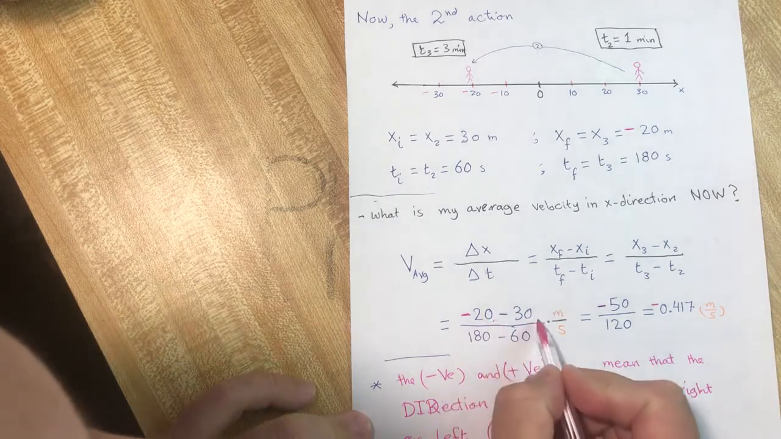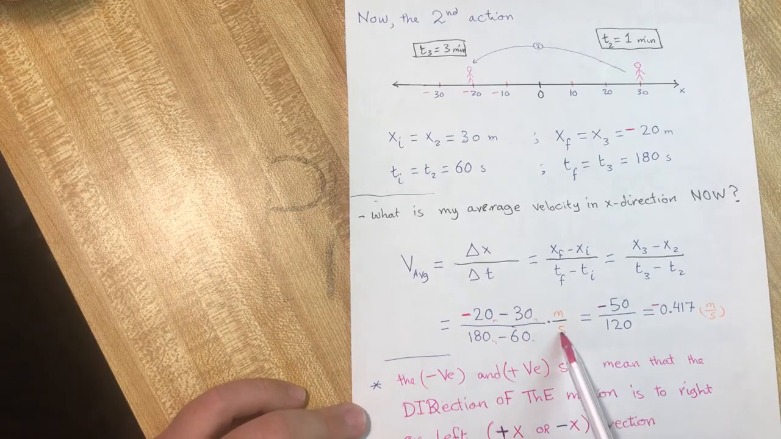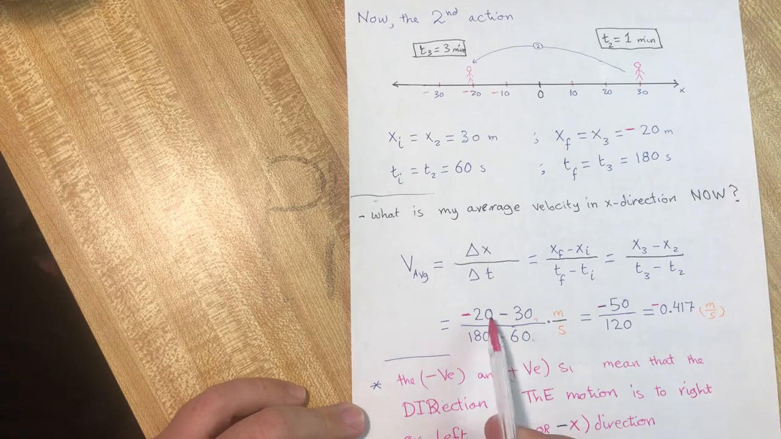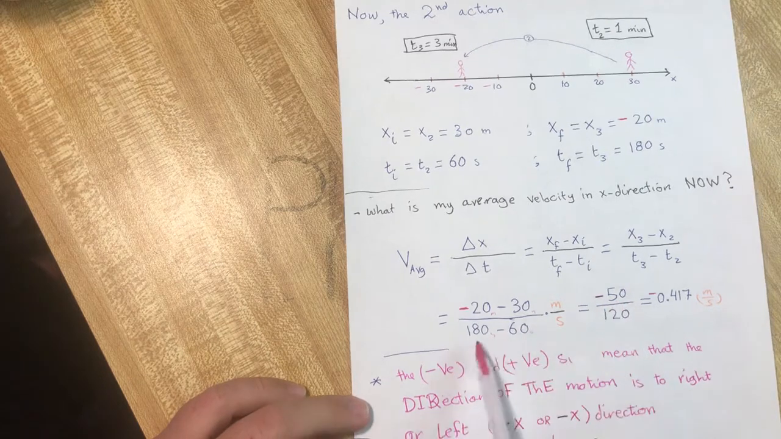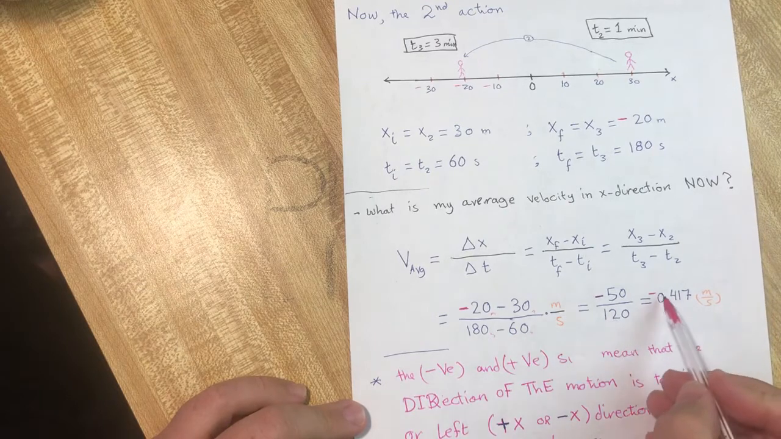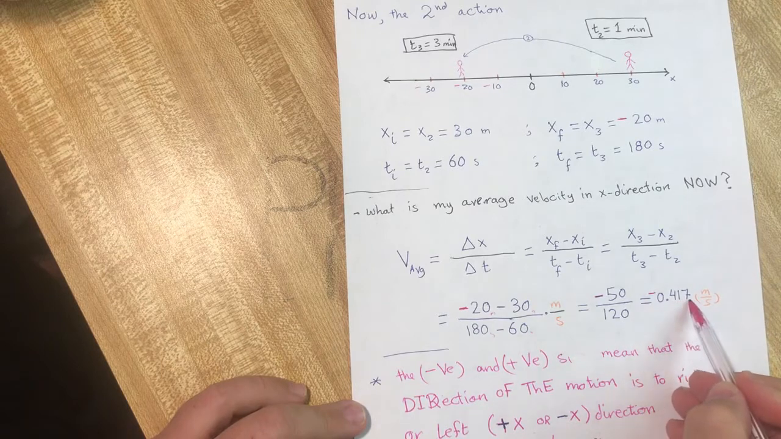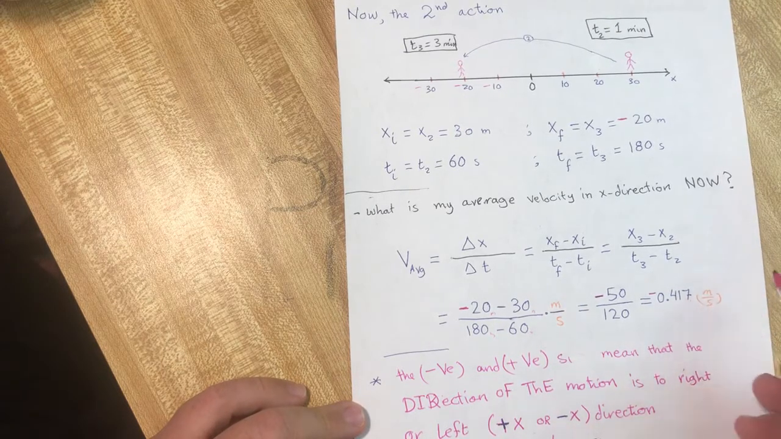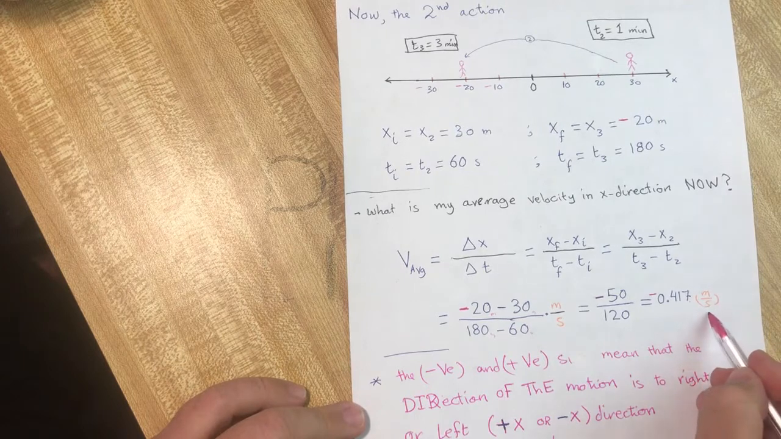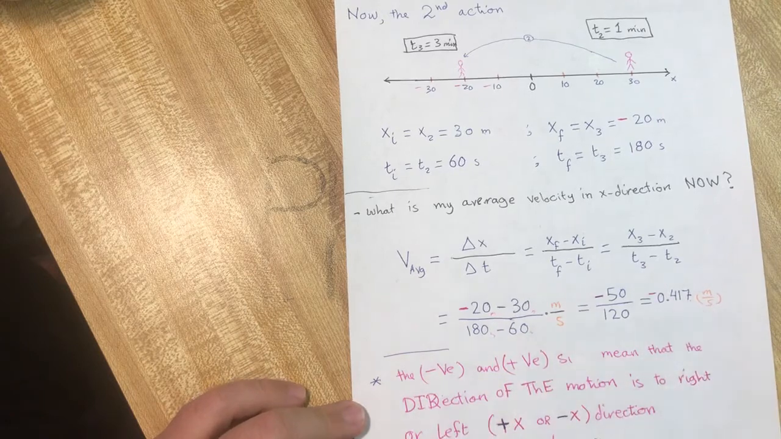You can put meter, second, but if you know that the units of the velocity is meters over seconds, you can put it aside. So negative 20 minus 30 is negative 50. 180 minus 60 is 120. This will be equal to minus 0.417, I rounded it, meters per second. The units of the derived quantity, which is the velocity, is meters over seconds.